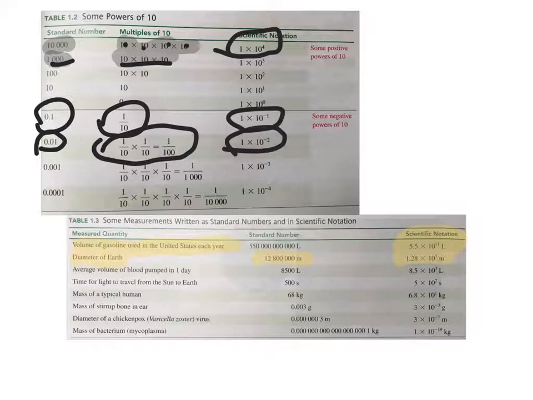And you guys can read the rest of those and just see, well, I'll do the last one here. The mass of a mycoplasma bacterium is 0.00000000000000000000001 kilograms, which is 1 times 10 to the negative 19th kilograms. Obviously, that number is just way too small to actually look at and understand. This is a heck of a lot easier.